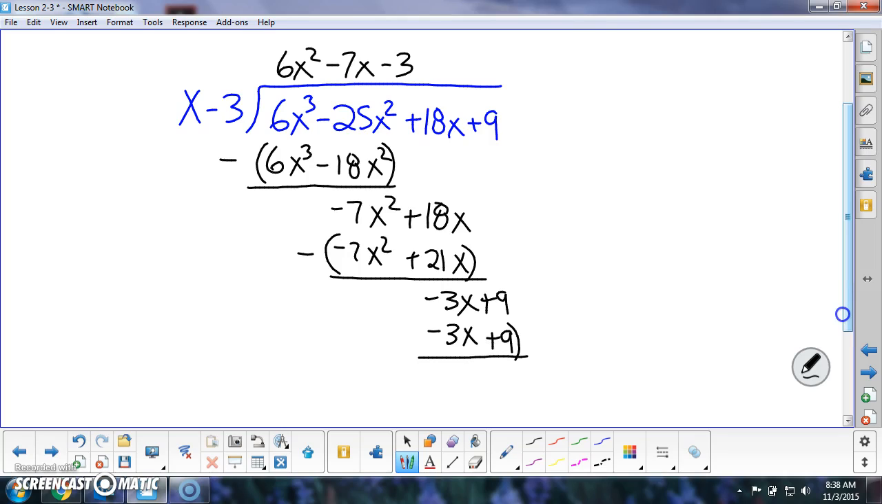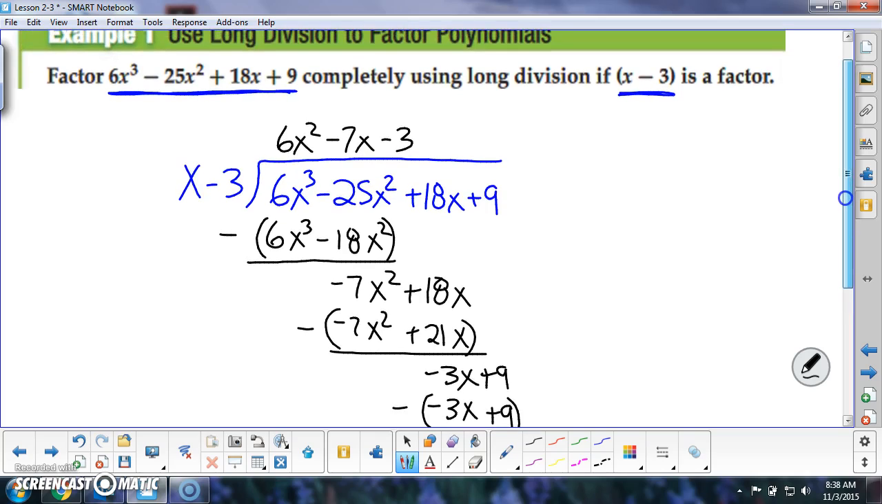Now, when you're done with these problems, you should end up with a 0 at the end, which means it divides evenly. And the original problem says factor completely. My final answer is going to look like this. It's going to have an x minus 3, and it's going to have two other sets of parentheses in it. How do I know that? Because it's a third degree polynomial. So what we have to do next is take this guy, the quotient, and factor that out.